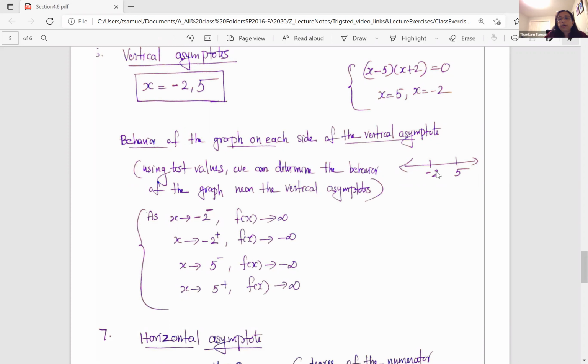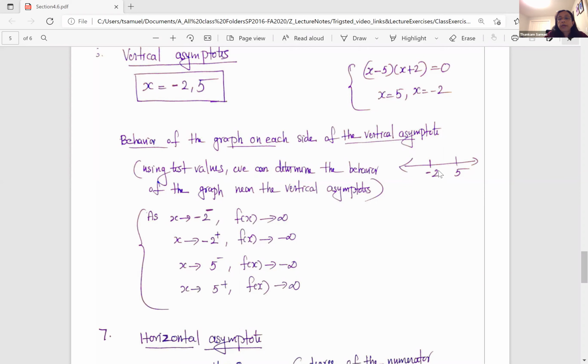So we have to take some points on each side of the vertical asymptotes. As x approaches negative 2 from the left, you can consider a point like negative 3 and substitute it in the function. You will get a positive value. That means the function is approaching infinity.